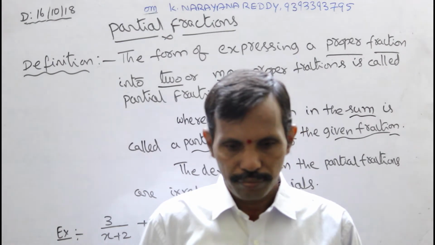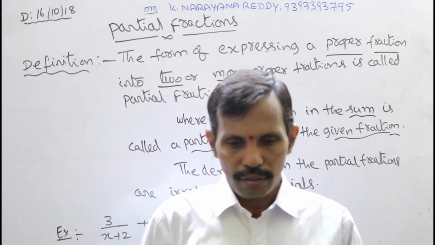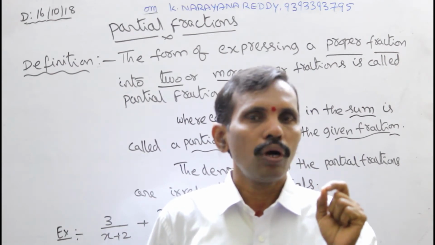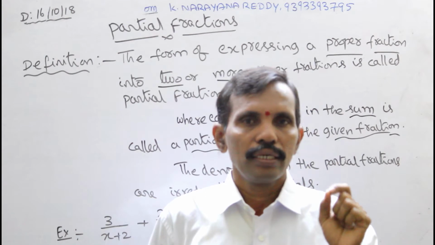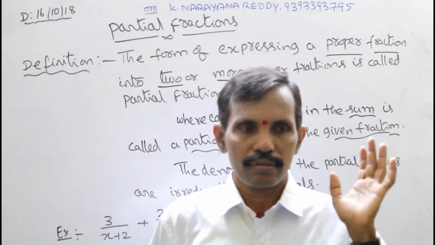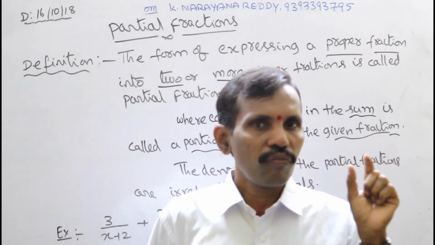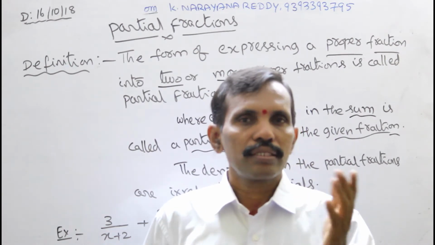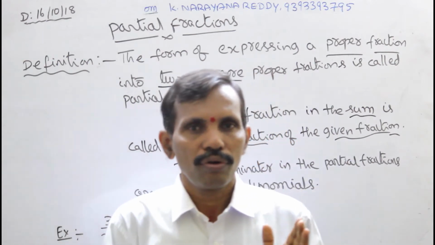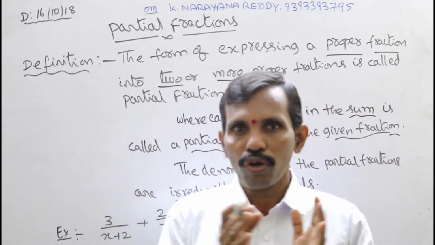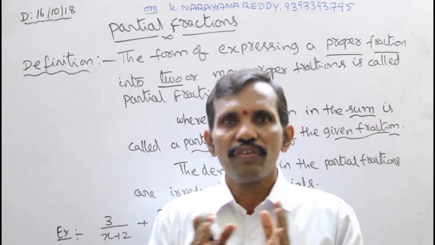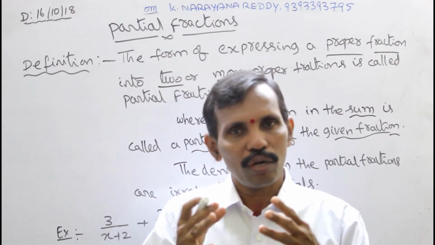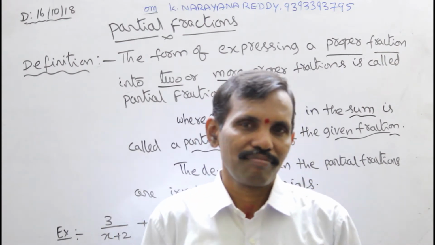Simple. Partial fraction is nothing but one proper fraction divided into two or more proper fractions. That means one fraction is divided into two or more fractions. That's all. One ball is divided into two or more parts. That is called partially divided. When you club these two or more parts together, you get the same shape.